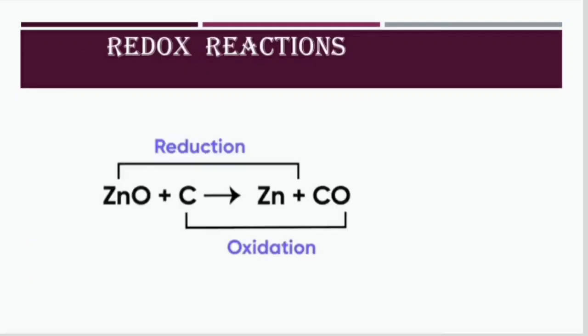Let's see one example. Zinc oxide plus carbon gives zinc plus carbon monoxide. From zinc oxide, if oxygen is removed, it is known as reduction and it becomes zinc. When oxygen is added to carbon, it becomes carbon monoxide, and that is known as oxidation. So reduction and oxidation takes place in the same reaction. It is known as redox reaction.